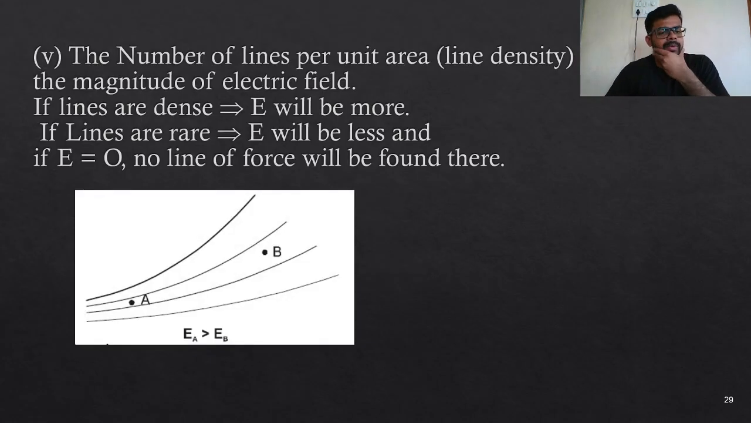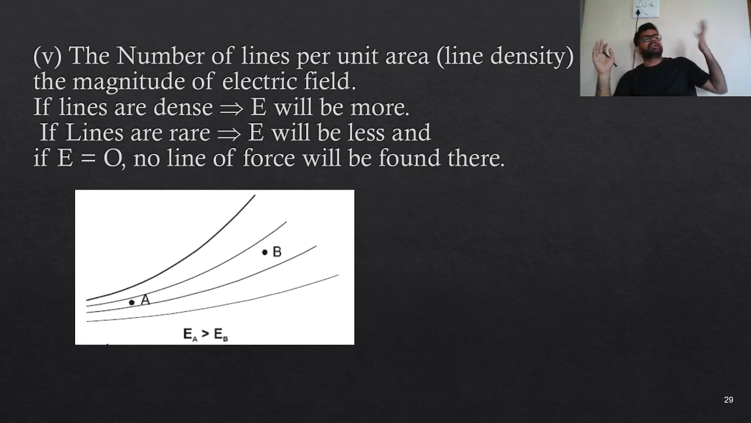So this is another property: if the number of field lines per unit area is more, then the field intensity will be more. Why? Because at that point the line density is more, which means the field strength is more at that point. Okay, that's all. If there are no lines, the field intensity will be 0.